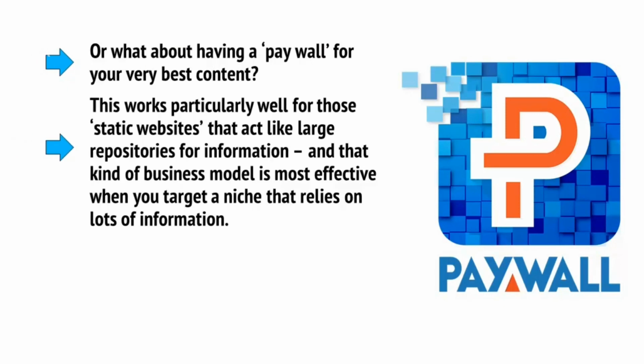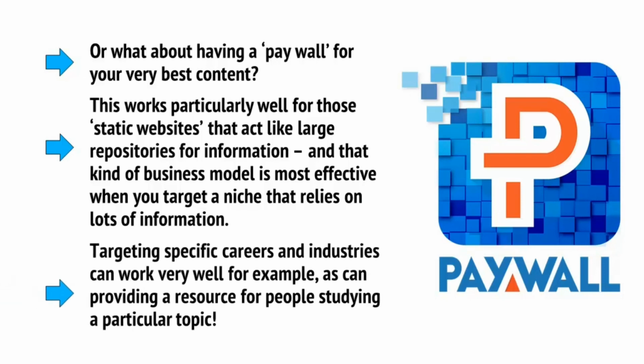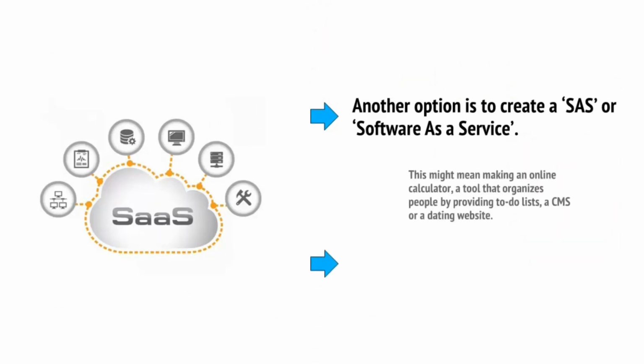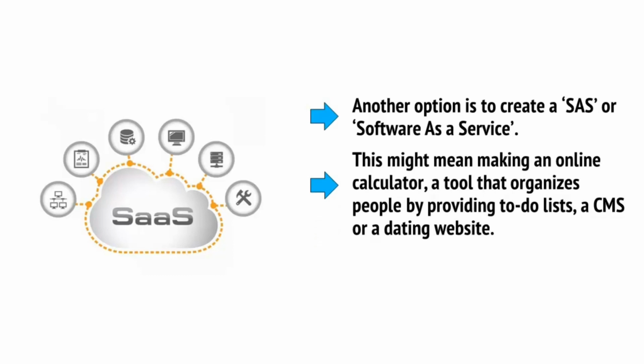This works particularly well for those static websites that act like large repositories for information. And that kind of business model is most effective when you target a niche that relies on lots of information. Targeting specific careers and industries can work very well, for example, as can providing a resource for people studying a particular topic. Another option is to create an SaaS, or software as a service. This might mean making an online calculator, a tool that organizes people by providing to do lists, a CMS, or a dating website. Then you charge for membership.